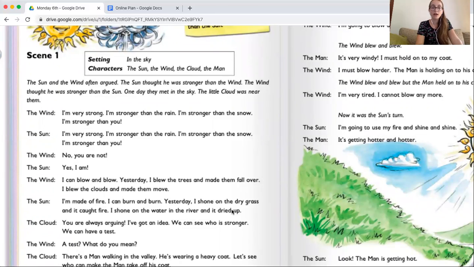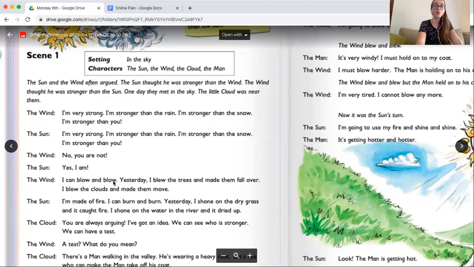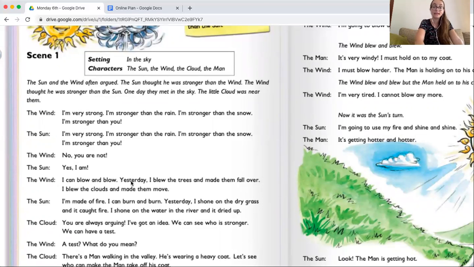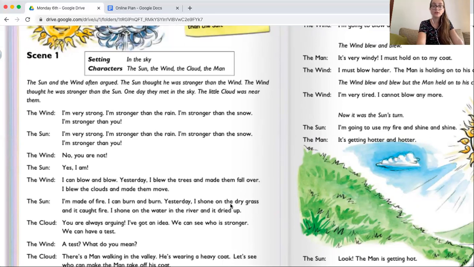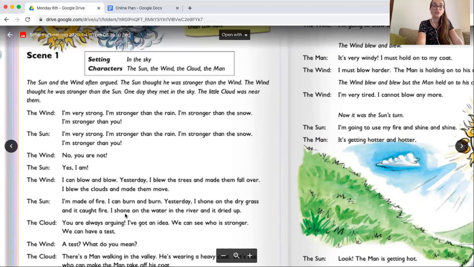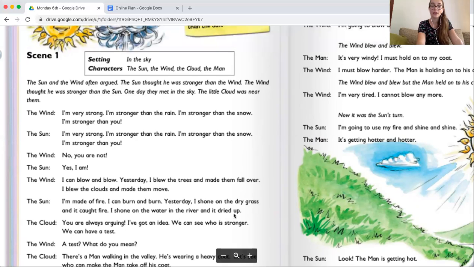I am very strong. I am stronger than the rain. I am stronger than the snow. I am stronger than you. No, you're not. Yes, I am. I can blow and blow. Yesterday, I blew the trees and made them fall over. I blew the clouds and made them move. I am made of fire. I can burn and burn. Yesterday, I shone on the dry grass and it caught fire. I shone on the water in the river and it dried up.